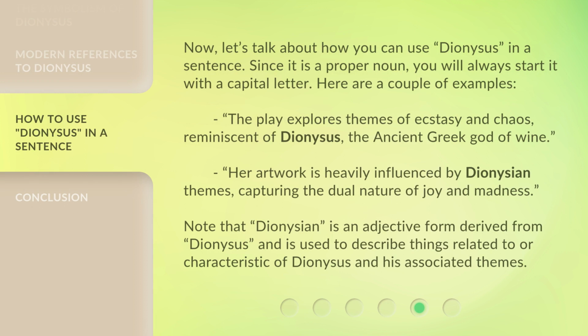Now, let's talk about how you can use Dionysus in a sentence. Since it is a proper noun, you will always start it with a capital letter. Here are a couple of examples. The play explores themes of ecstasy and chaos, reminiscent of Dionysus, the ancient Greek god of wine. Her artwork is heavily influenced by Dionysian themes, capturing the dual nature of joy and madness.